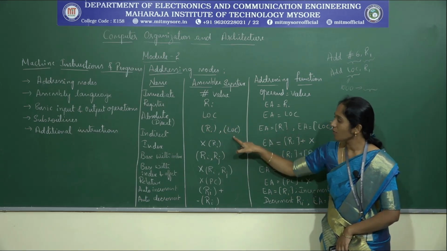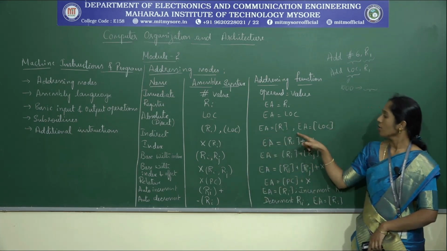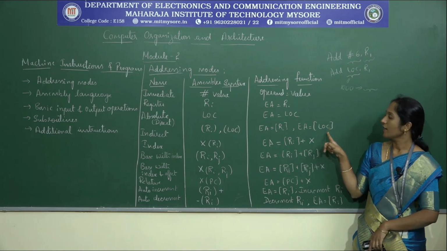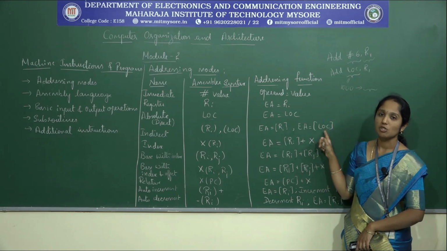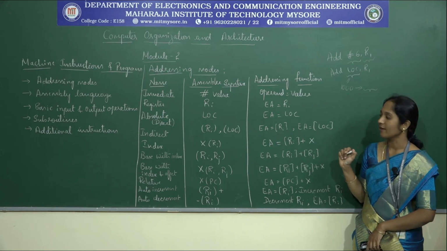You can also use a memory location for specifying the indirect addressing mode. So EA is equal to contents of LOC. The contents of LOC will give you the address of the operand which is to be used. So this is nothing but indirect addressing.